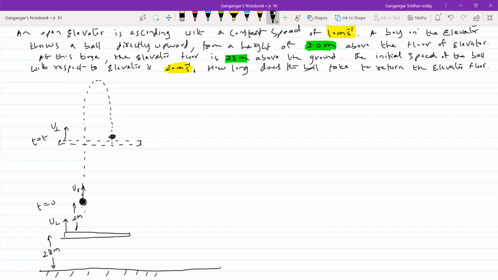What is the state of the ball? It will be having velocity like this. So let's go for some other things. I should discuss now the motion of the ball with respect to the floor of the elevator. Here the acceleration of the ball will be downward. What is the acceleration of the elevator? 0. It is moving with a constant speed. You write like this: acceleration of ball, acceleration of elevator.